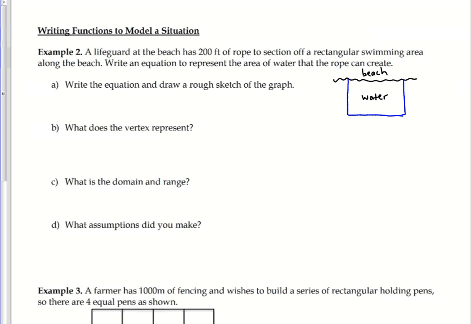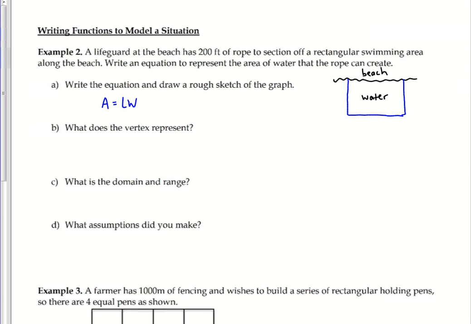So area, how do we find the area of a rectangle? Length times width. Now here's the problem, okay? This equation has 3 variables. We only want an equation with 2 variables. So we need to eliminate L or W somehow. And that's where the 200 feet come in.